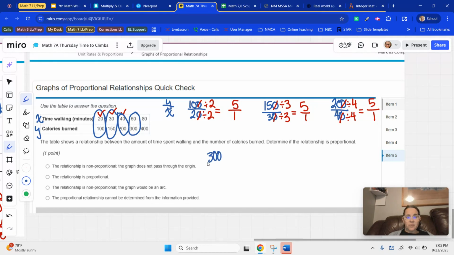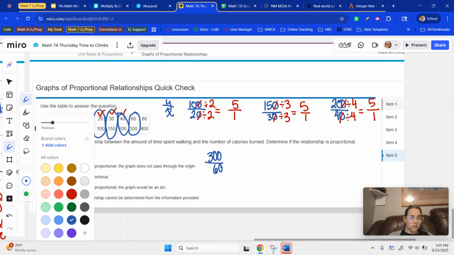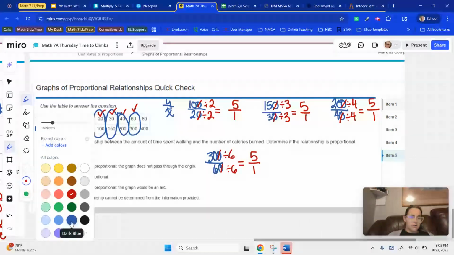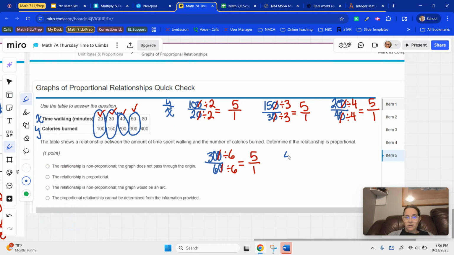300 over 60. Okay. I'm going to divide by 10. Cross those out. I'm going to divide by 6, and I'm getting 5 over 1. 30 divided by 6 is 5. All right, that one checks out. Let's do the last one. 400 over 80. Okay.